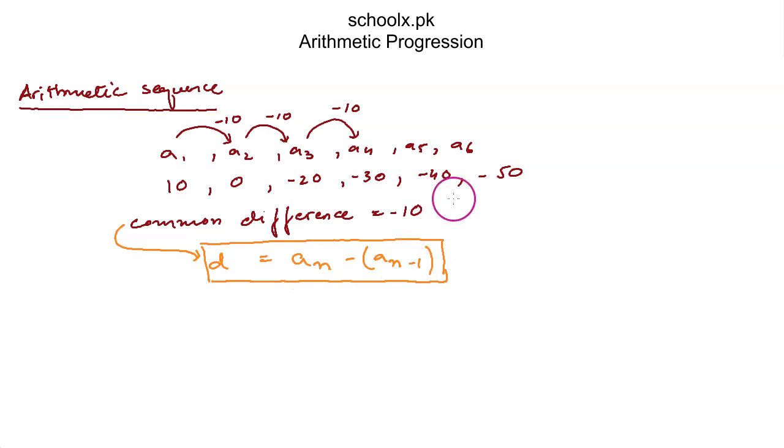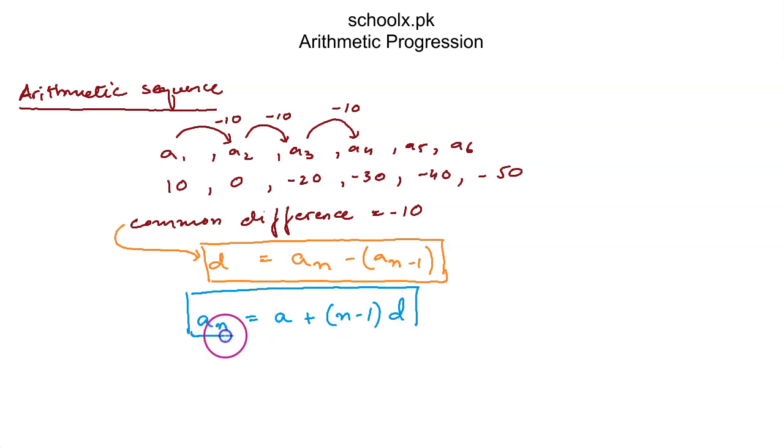And I also mentioned in the previous video that you can deduce a function of an arithmetic sequence. Now in this case, the formula for the nth term of an arithmetic sequence is An, which is the nth term, equals first term added with n minus 1 into D, which is our common difference, right?